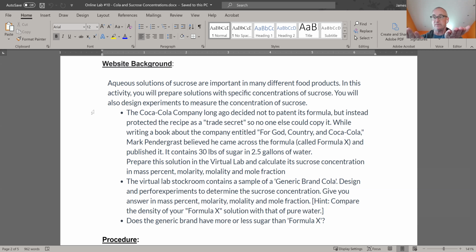It's like typical commercial cola soda. Is it the same? Is it more? Is it less? So we're going to have to do some calculations to figure out 30 pounds of sugar and 2.5 gallons of water. Neither of those are metric measurements, so we're going to have to do some conversions for that.